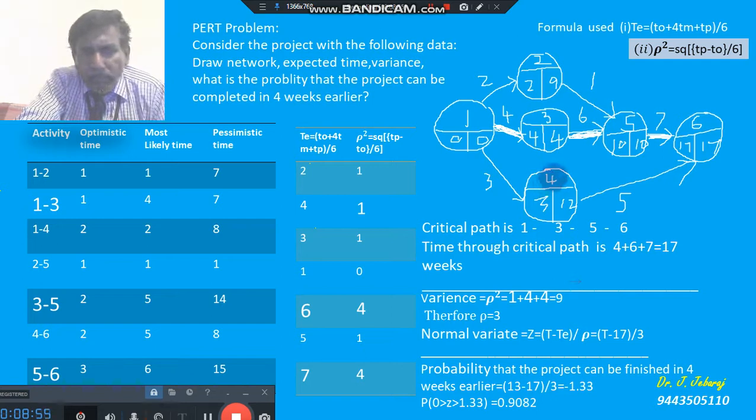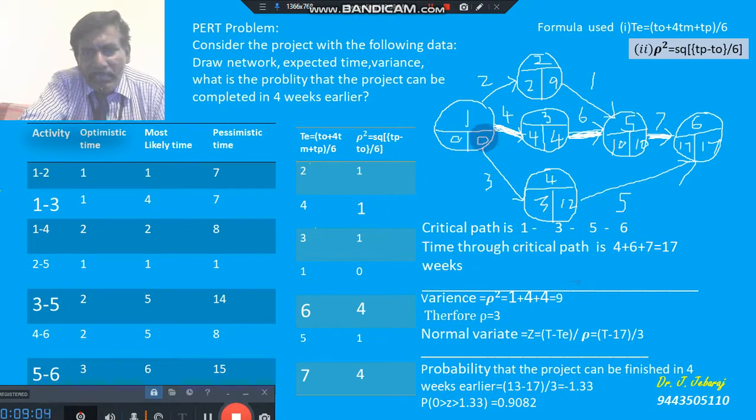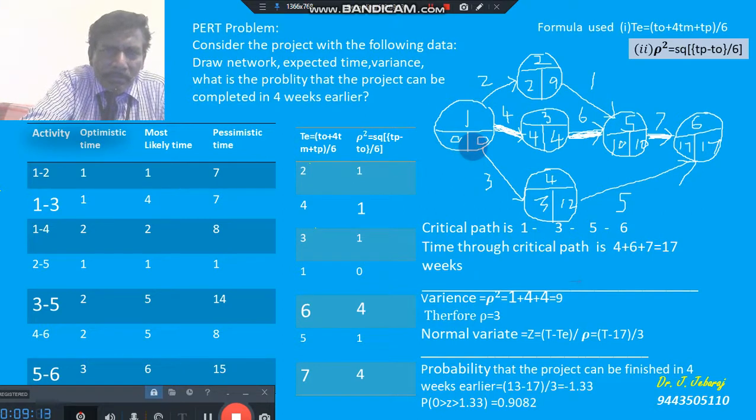Now look at the difference between the earliest time and latest time. That should be 0. We have to find out those events in this project network where the latest time and the earliest time are the same, or the difference is 0. Here it is true, here it is true, here it is true, here it is true, and this path is called the critical path. 1 to 3, 3 to 5, 5 to 6, because in those events the latest time and earliest time are equal. This path is called the critical path.